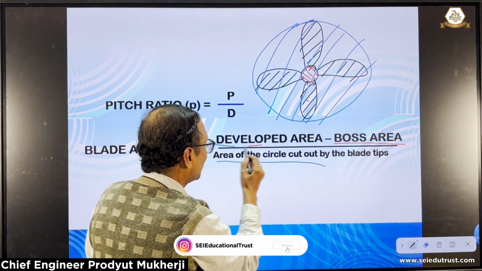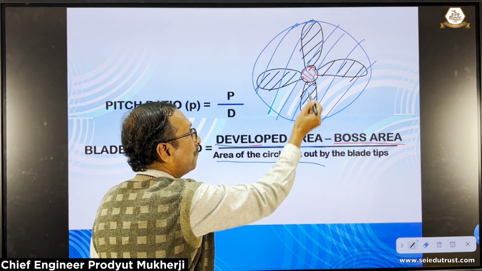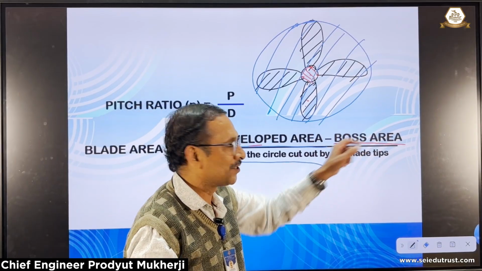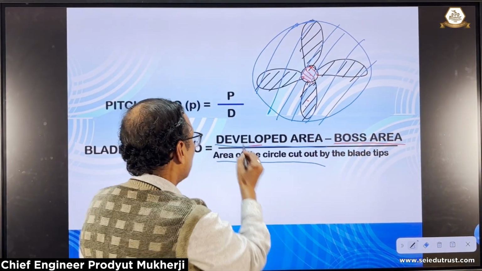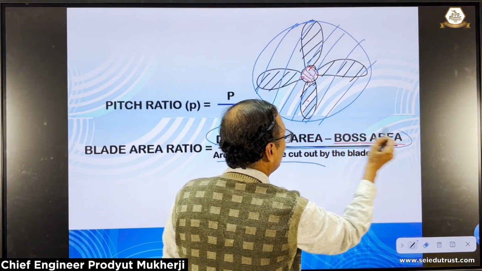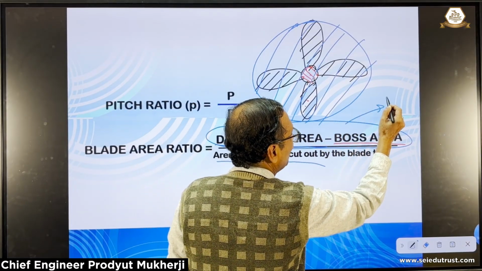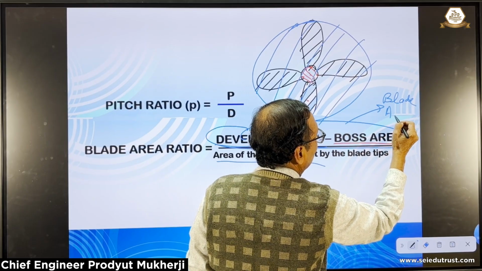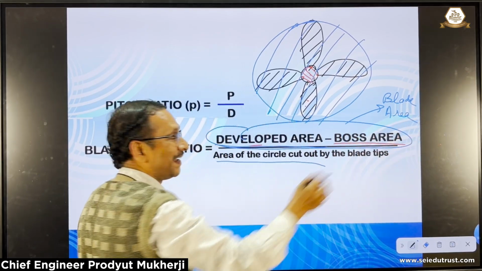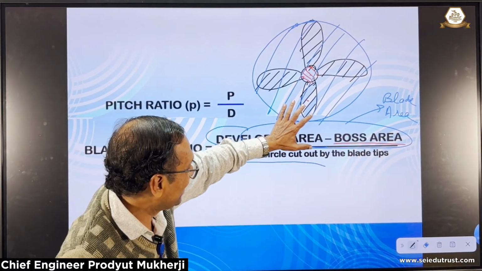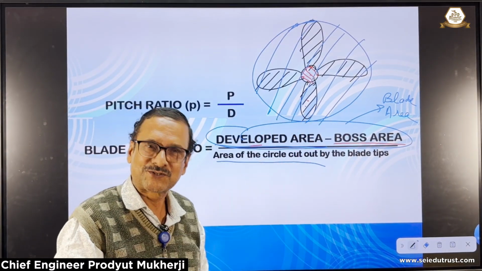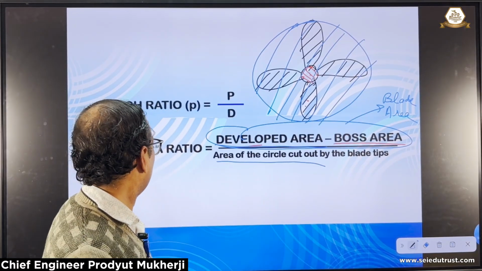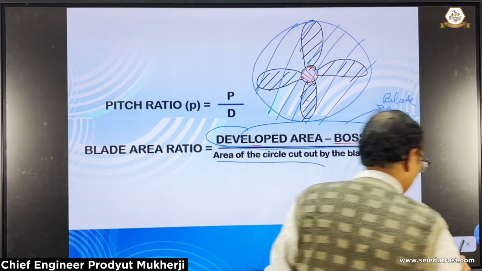So the numerator is the developed area, area of the blade plus the boss, that's called the developed area, minus the boss area. Basically, what this numerator means is that it is only the blade area. You might as well write this as blade area divided by area of the circle cut out by the blade tips. So that is called the blade area ratio.